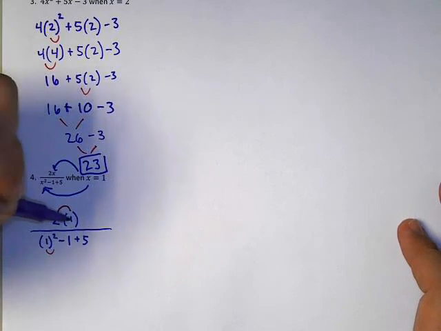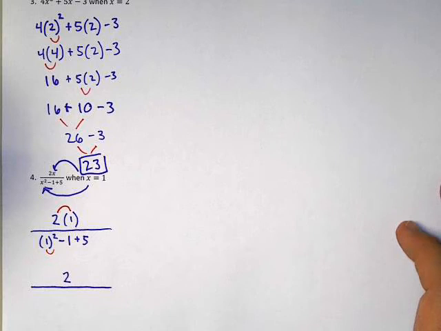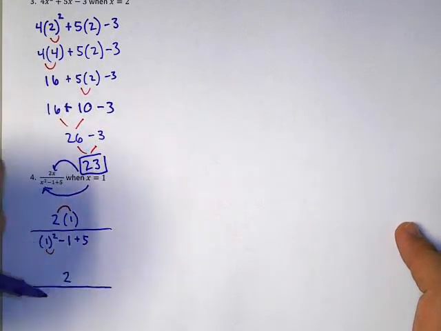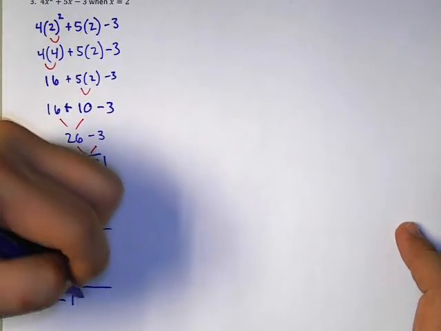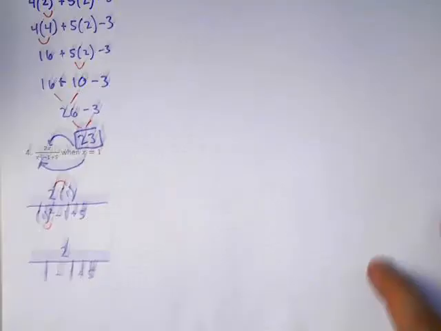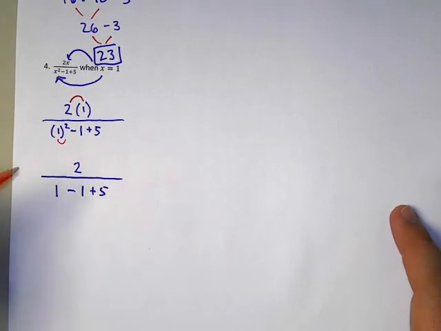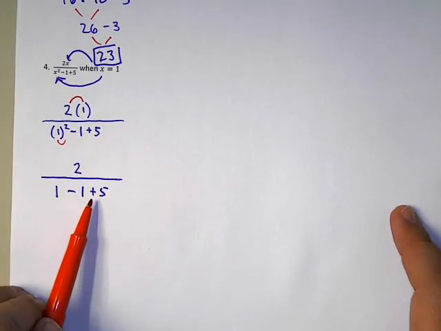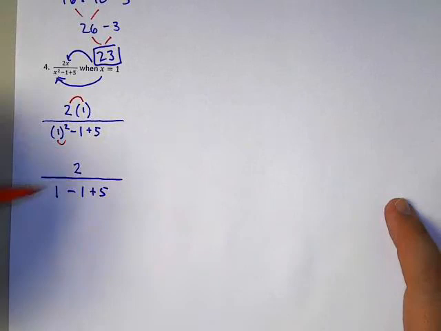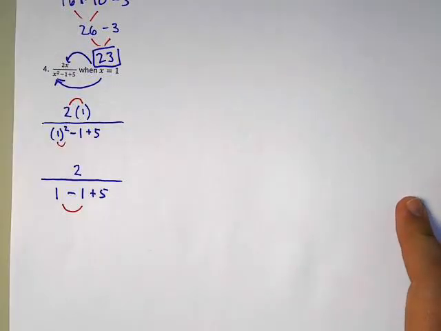So 2 times 1 is 2. My fraction bar stays the same, or division bar, I should say. 1 squared is 1, so I am going to rewrite this like that. Now, the top is done, so we're good with the top. Nothing left to do with the top for right now. I do have subtraction and addition. Hopefully you remember, we always go left to right when we're down to subtraction and addition. So I'm going to do this piece first.